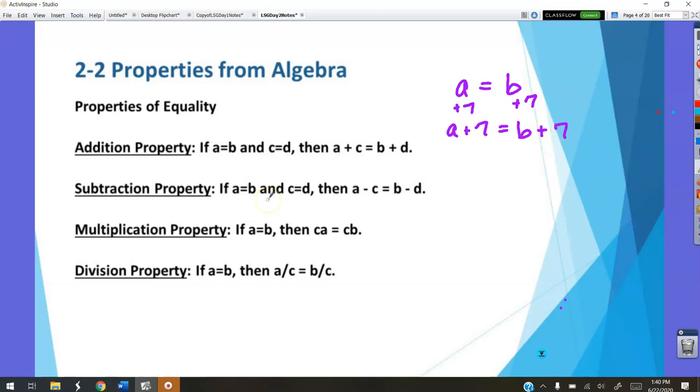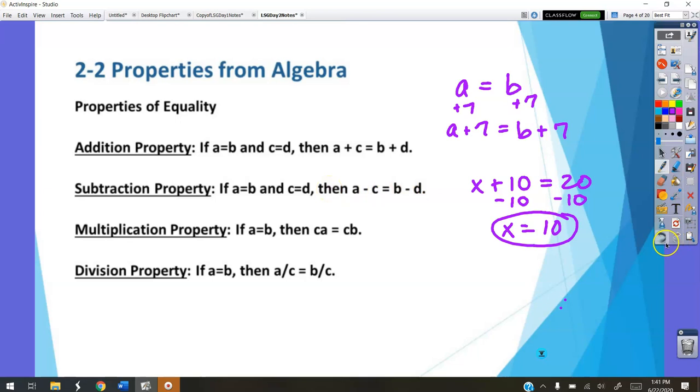Same thing for subtraction property. So if you start with two things that are equal, a lot of times you guys will see this like this. If I said x plus 10 equals 20, you guys do subtraction property to solve, because you go, oh, I can just subtract 10 from each side and then I get my final answer. That's subtraction property. If you subtract the same thing from both sides, it's still equal.